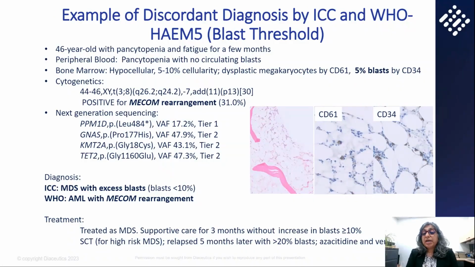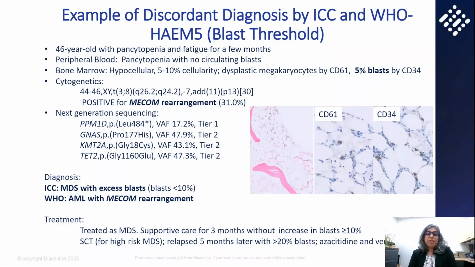The marrow was markedly hypocellular, and I showed an H&E picture there, cellularity of 5 to 10%. There were dysplastic megakaryocytes by CD61, and blasts were mildly increased, and that's a CD34 stain showing mildly increased blasts that we estimated as approximately 5%. Cytogenetics showed an abnormal karyotype, and FISH was positive for MECOM rearrangement. Next generation sequencing identified mutations in some genes.